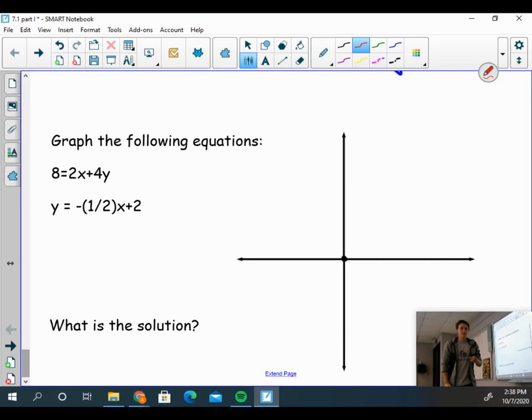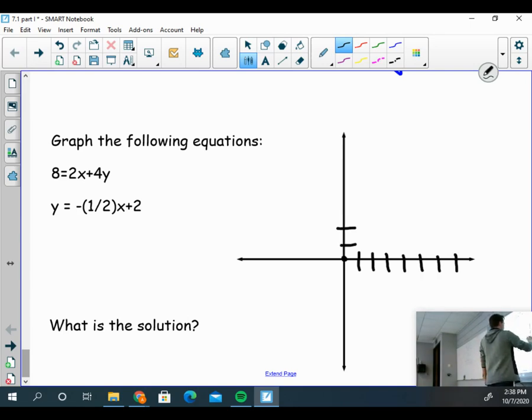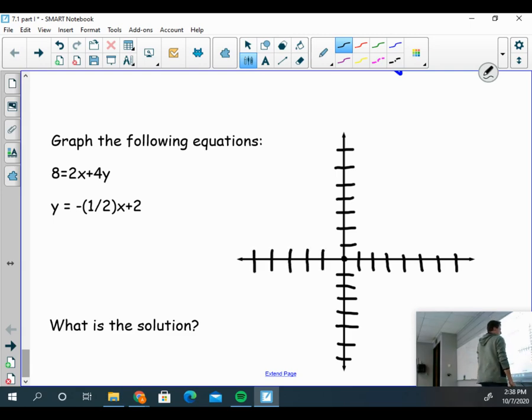All right, let's try graphing this one. Again, go ahead and pause it and try and graph this. Okay, I want to graph this equation. Well, you probably can graph the one in the green pretty simply. You go to positive 2. Slope's negative 1/2, so we're going to go down 1 over 2, down 1 over 2.